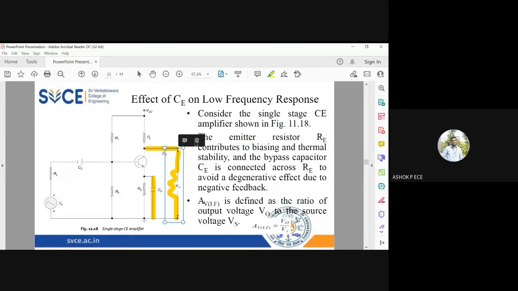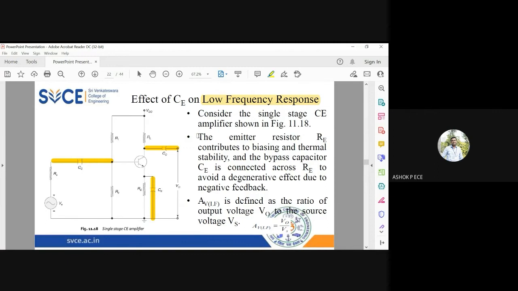Okay, so we are going to see two things here. We are having two capacitors in the circuit. One is the CE, which is connected parallel to RE. Another capacitor is the coupling capacitance, which is present at the input and output of my amplifier. So I am going to see what is the effect of these capacitances on the frequency response of my amplifier.